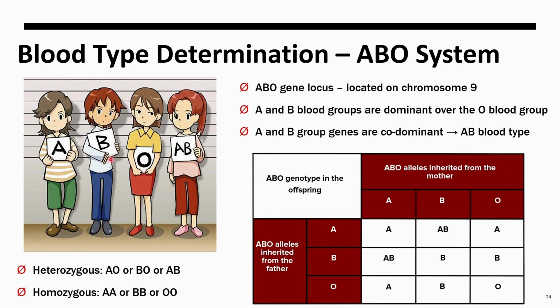A and B genes, I'm talking about genes now, I'm not talking about blood type. A and B genes are codominant. If they express together, they cannot express A or B. They will express another blood type known as AB.